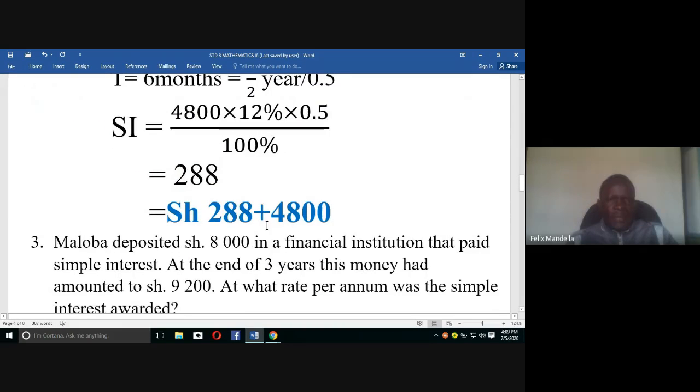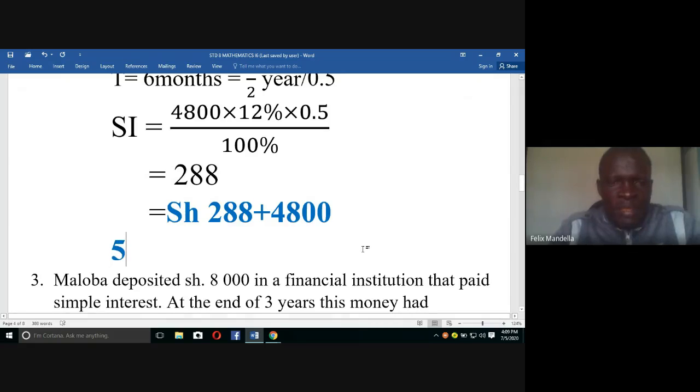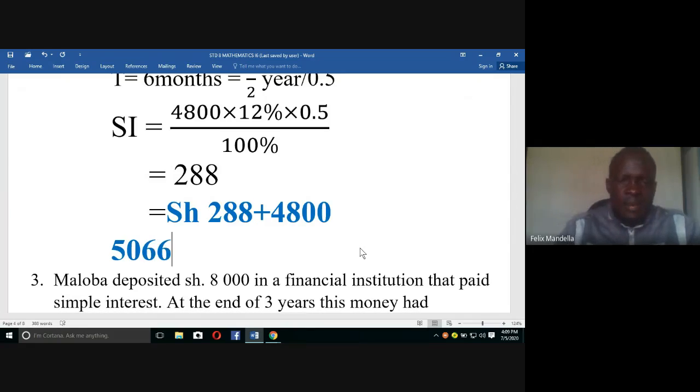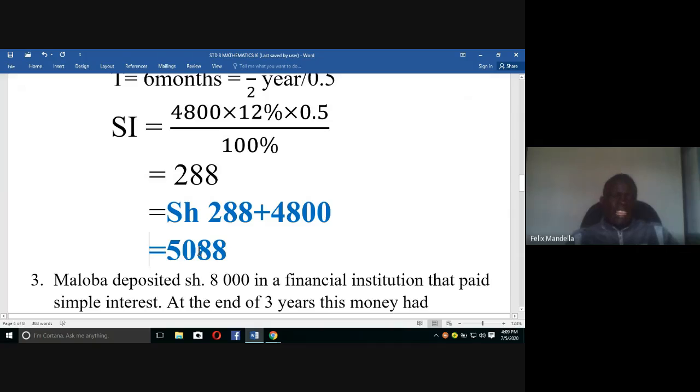So this one gives us 288 plus 4,800. If you add this one, you will get 5,088. So Asha had 5,088 shillings in the bank.